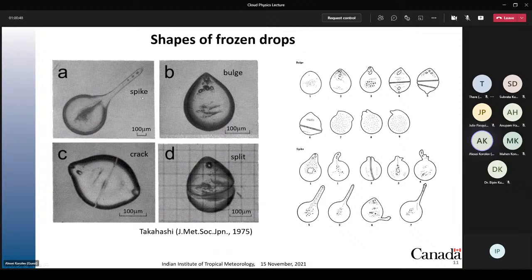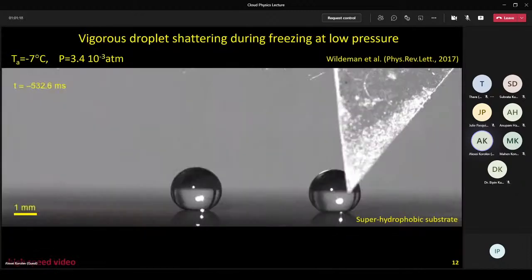There are well recognized shapes. It may result in formation of bulges, protrusions of ice, spikes, or cracks, or just a split. These are diagrams made by Takahashi in 1975 showing how a droplet may freeze. That can be used for identification of secondary ice production from in situ measurements.